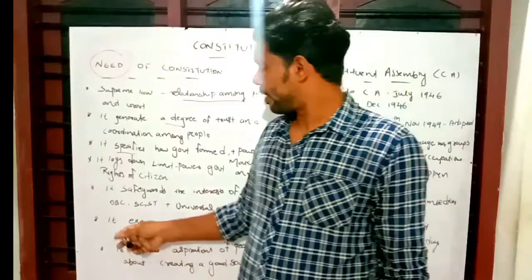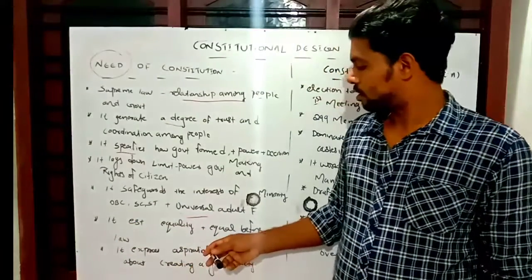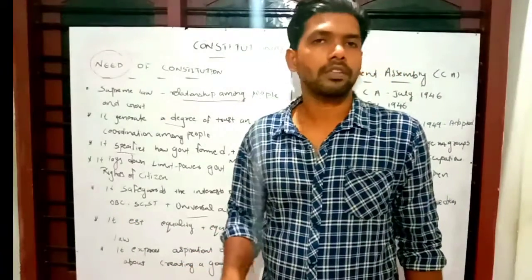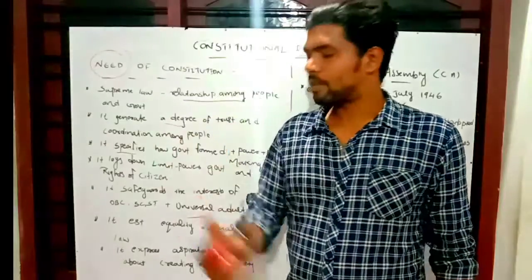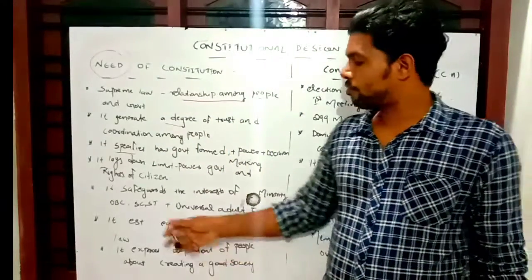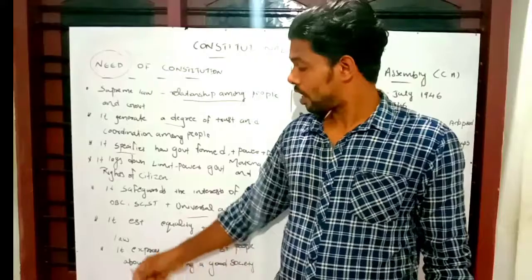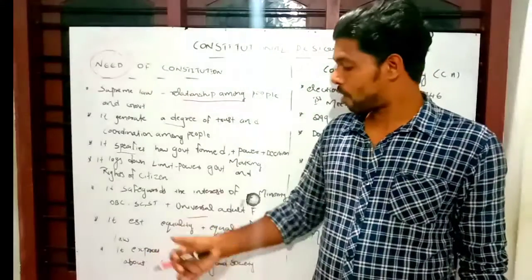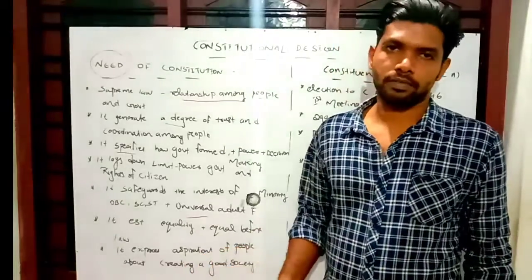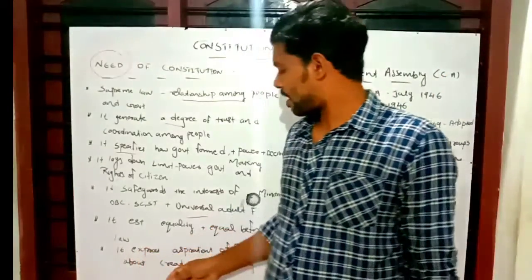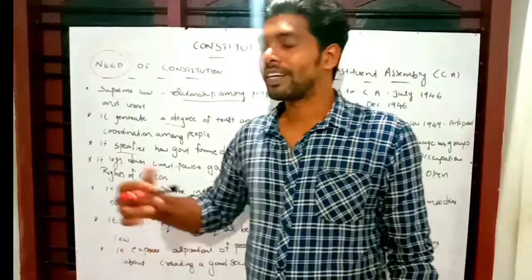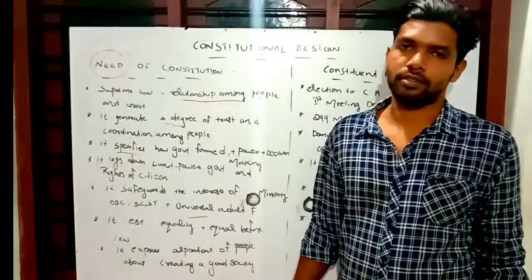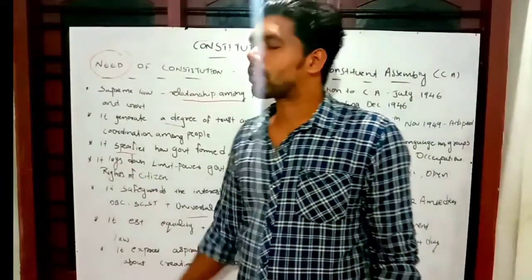And fifth one, it establishes equality and equality before the law in a country. And last one, it expresses the aspirations of the people about creating a good society. That's about the need for a constitution.